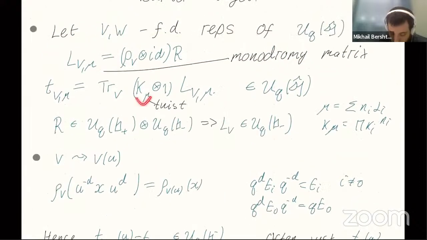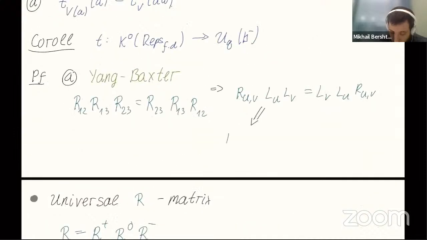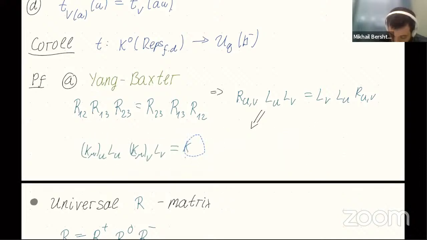So I want to write the following: that K mu acting on U, LU, K mu acting on V, LV is equal to the same thing with K mu. Maybe I will simplify my notation if I add this twist to the definition of the monodromy matrix, but I think this is not standard. So I will do this.